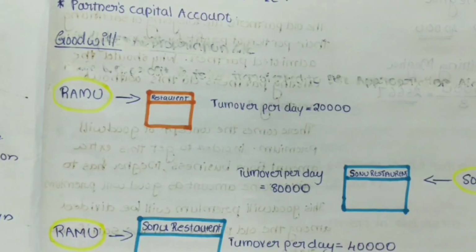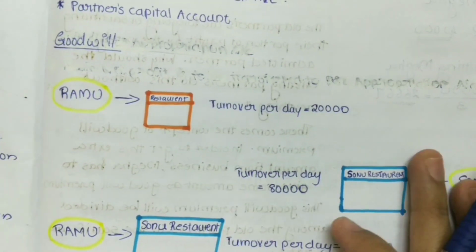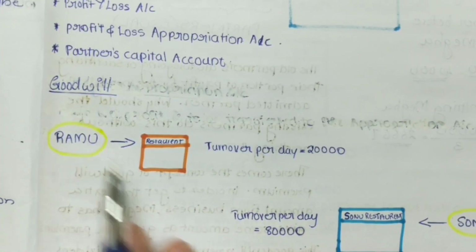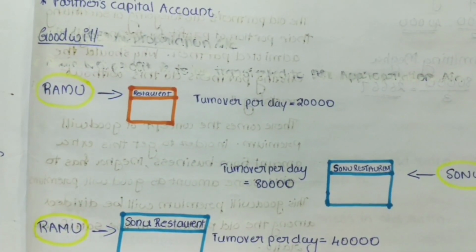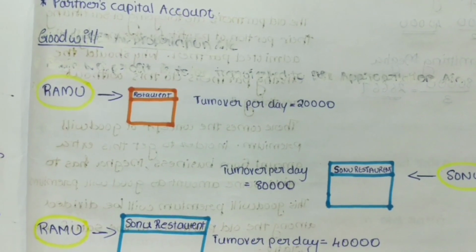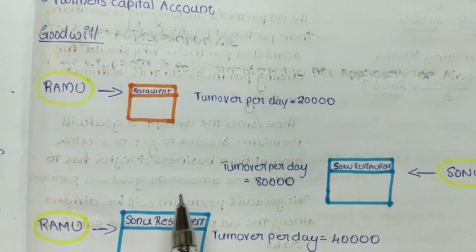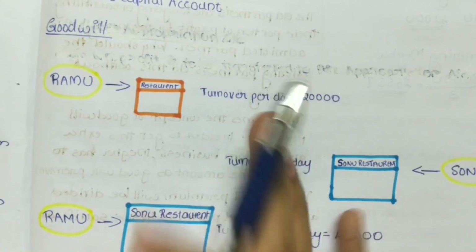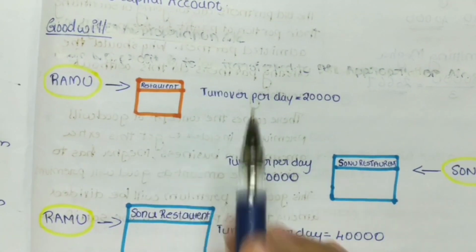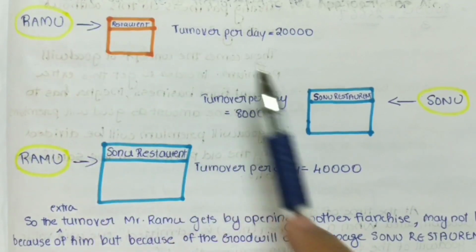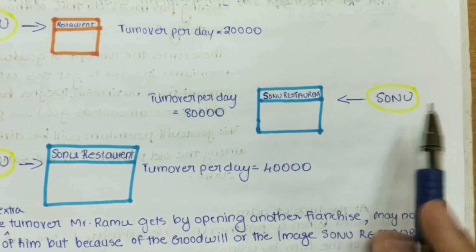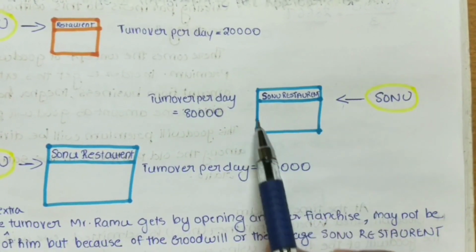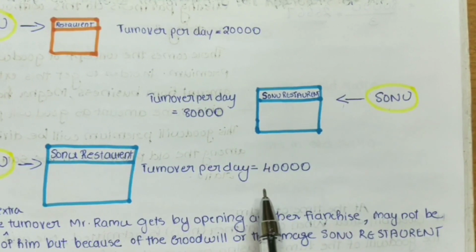Okay, so now we'll be going for the explanation of goodwill. Many of you don't know the real meaning of goodwill. So let's explain goodwill with the help of an example. We can see Ramu. Ramu had started his own business, his own restaurant, and daily he gets a turnover of rupees 20,000. His friend called Sonu already had a restaurant, a big restaurant with its own image built up. So per day its turnover was rupees 80,000.